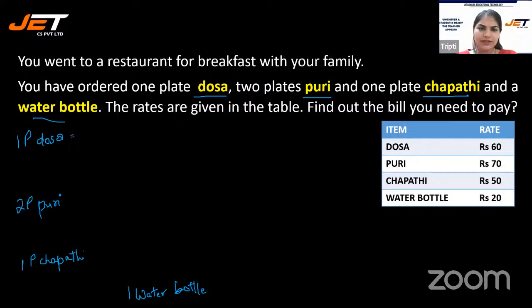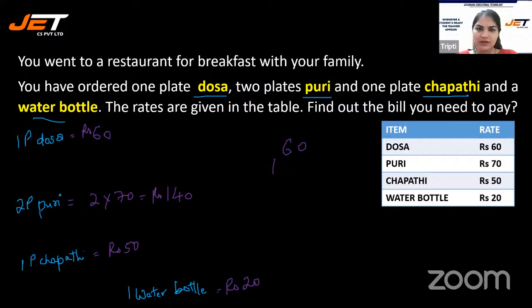1 plate of dosa is for 60. 2 plates of puri. If 1 plate of puri is for 70 rupees, 2 plates of puri will be 140 rupees. Don't forget to write the units. 1 plate of chapati is 50 rupees. And 1 water bottle is 20 rupees. Okay, so let's add them all.